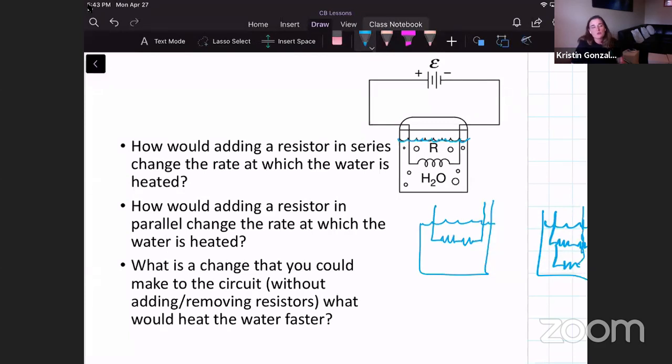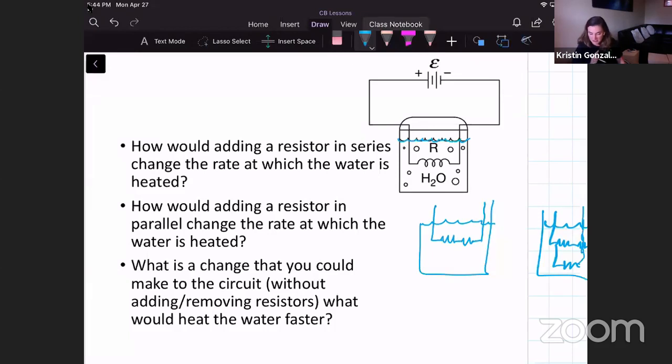Okay, and then lastly, what is another way you could change the circuit without actually changing the resistors in the circuit? Not the number of resistors, not adding or subtracting, but what else could you change in here that would heat the water faster? Okay, so let's look at it.